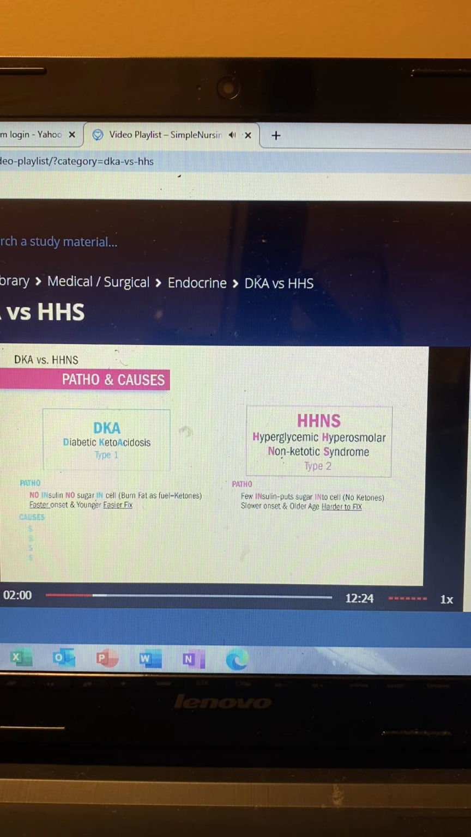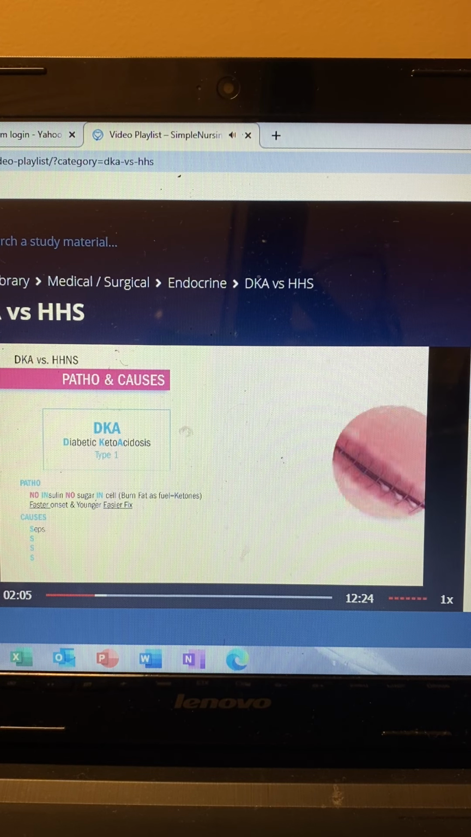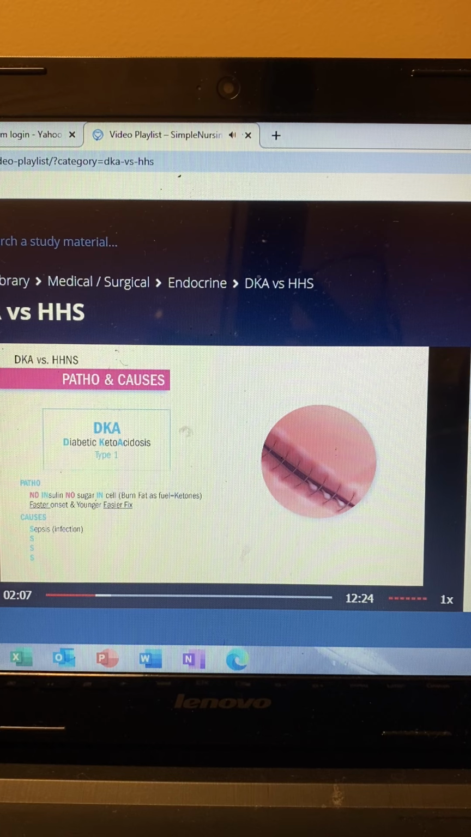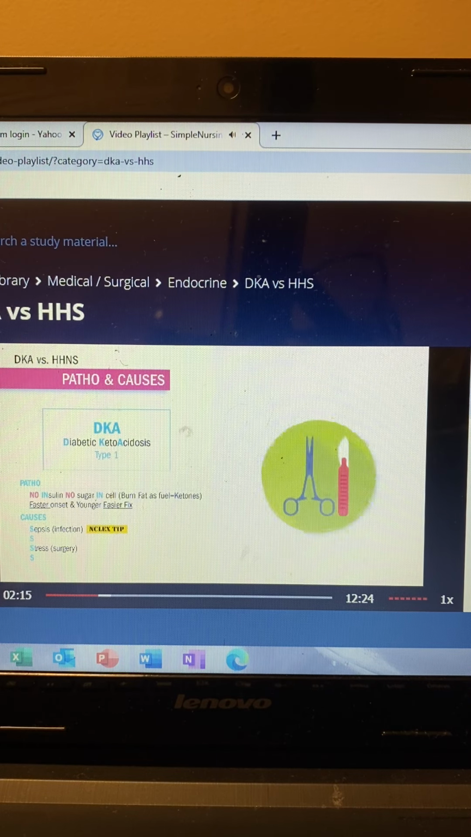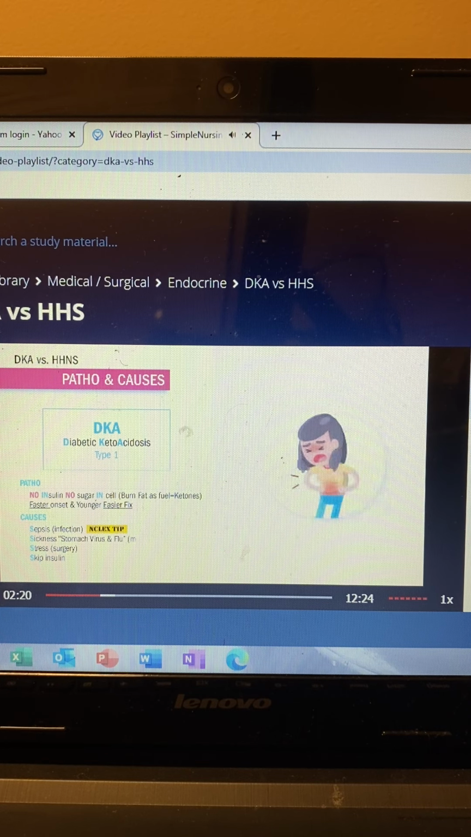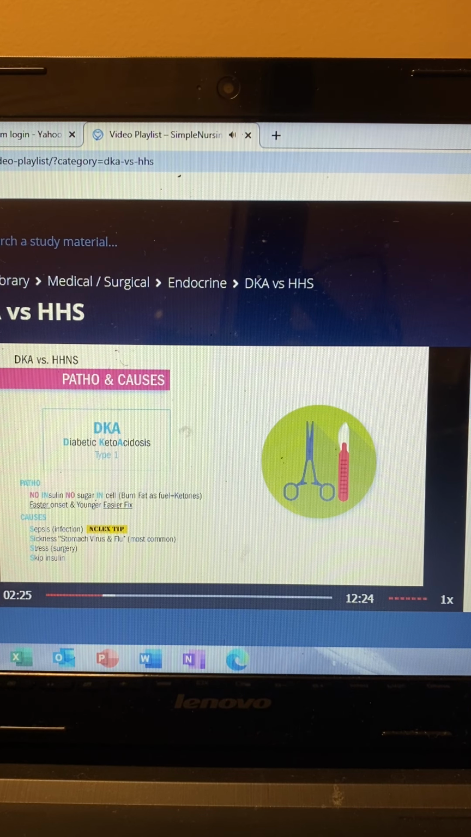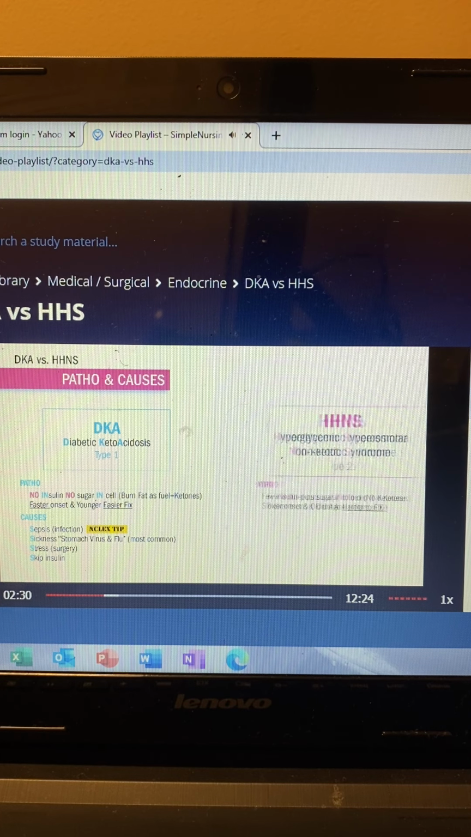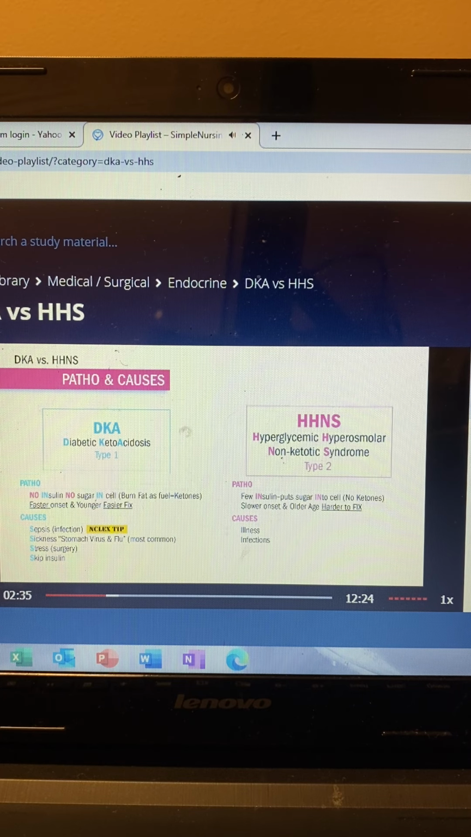Now for the causes of DKA, remember the 3 S's, like high sugar. So sepsis, like infection, guys, always an NCLEX favorite. The number 1 cause of DKA is infection. Second S is for stress, like surgeries or even skipping insulin. Guys, kids with type 1 will get the flu or an infection and then boom, end up in DKA. Or they'll go to surgery without increasing their insulin dose and then bam, DKA. And similarly, on the other side, older patients in HHNS, it's commonly caused by illness and infections.